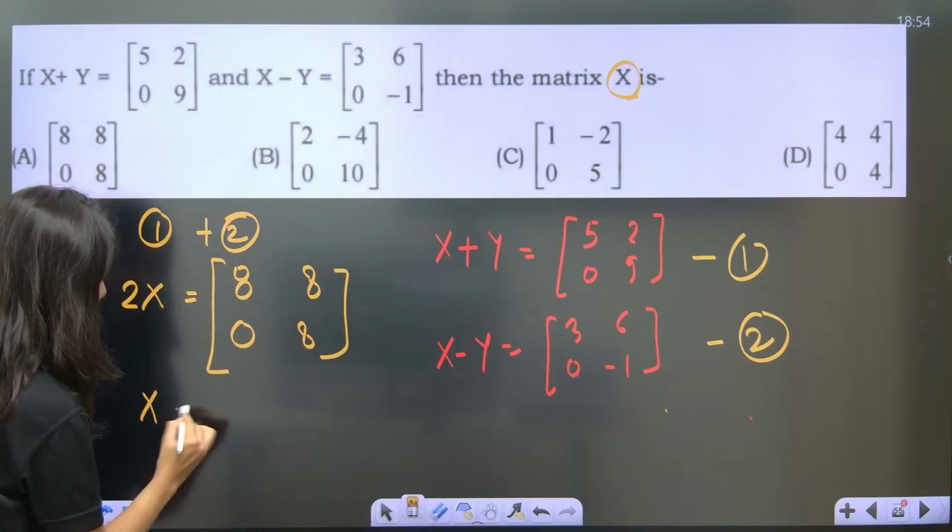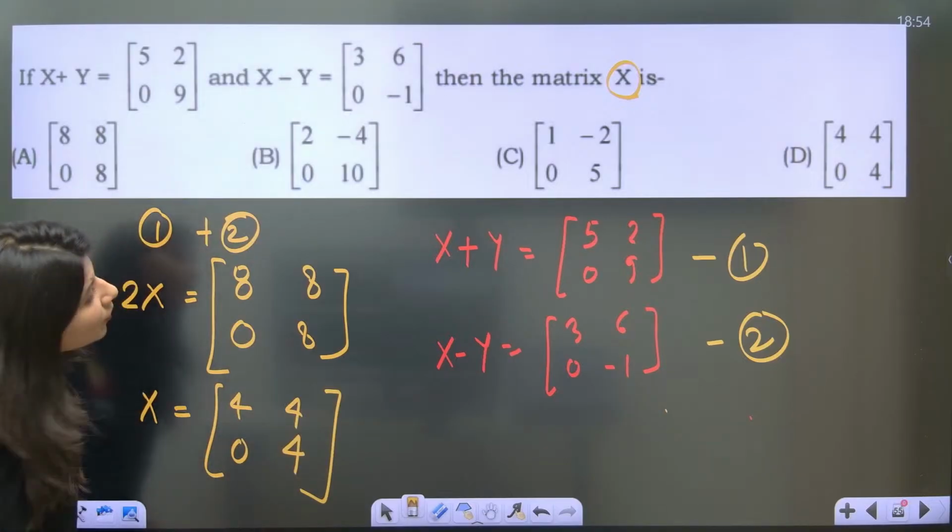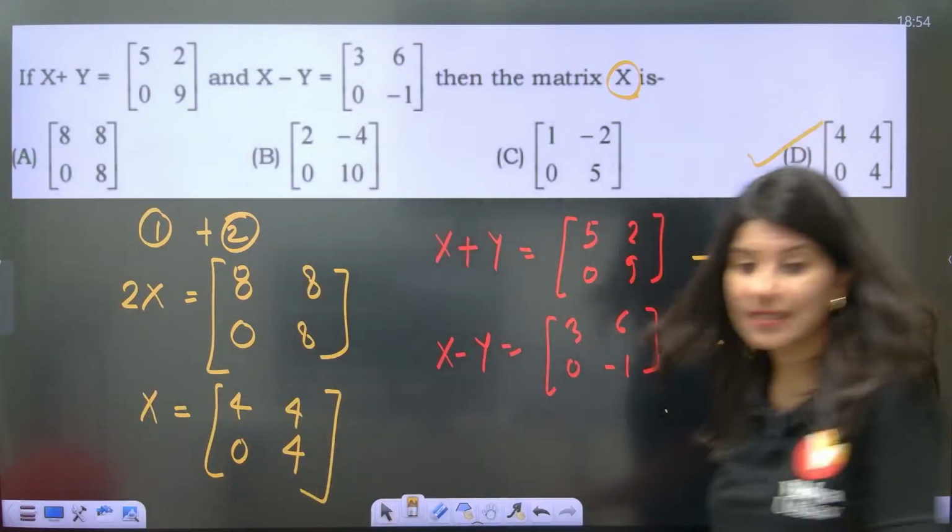2x. But what about x? This is 4, 4, 4 and 0. Option D. Let me check.